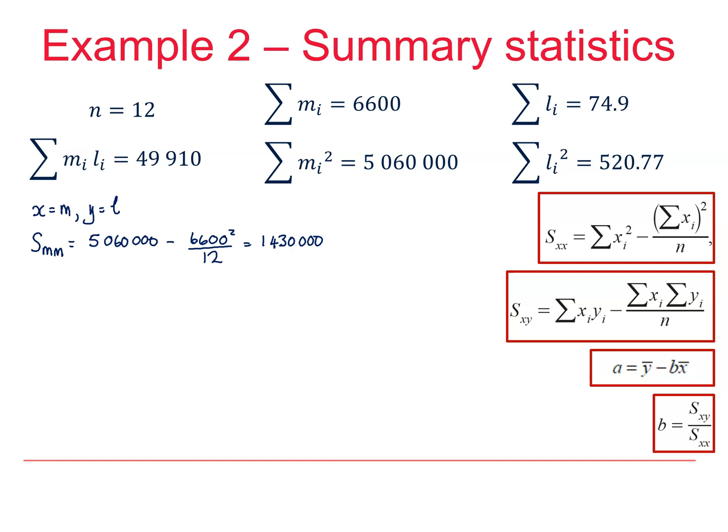And then we need Sml, using the formula for Sxy. So we need the sum of the ml's, which is 49910, take away the sum of the m's times the sum of the l's, all over 12. Now we use those to find b. So that's Sml over Smm.